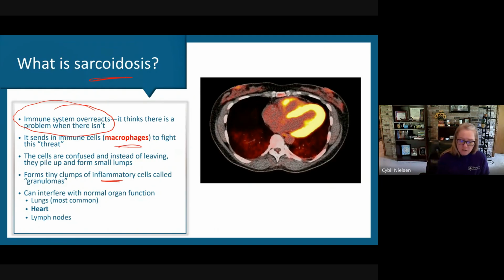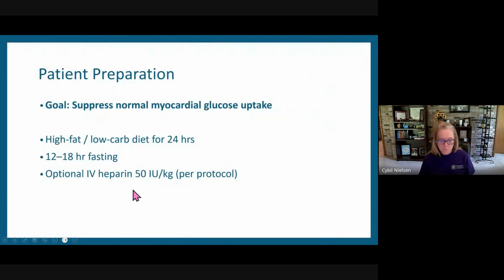So the macrophages come in to fight this problem. They get there, there's nothing happening. They build up and form these lumps, and these lumps are called granulomas. So this is inflammation. And we know that glucose goes to inflammation as well as metabolism. So what we have to do is shut off the heart's ability to take up glucose, which is very tricky and very hard to do.